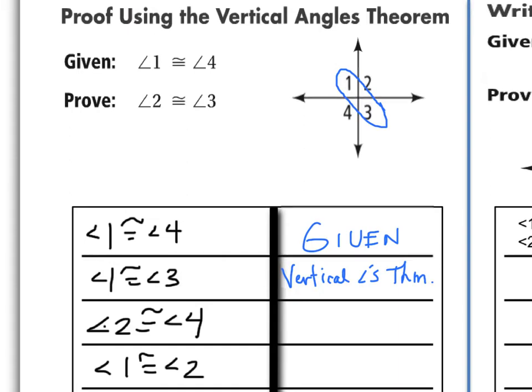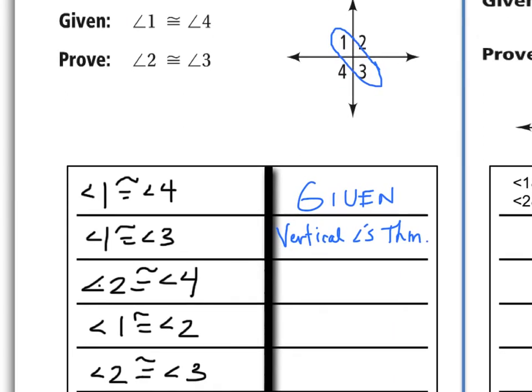Step 3 says that angle 2 and angle 4 are congruent. If I outline those angles in red, these are 2 and 4. You'll notice that 2 and 4 are also vertical angles, and because of the vertical angles theorem they're congruent to each other. So my reason here is, again, the vertical angles theorem. Is it possible that you could have two of the same reasons back to back? Absolutely. You're going to see that happen a couple of times.